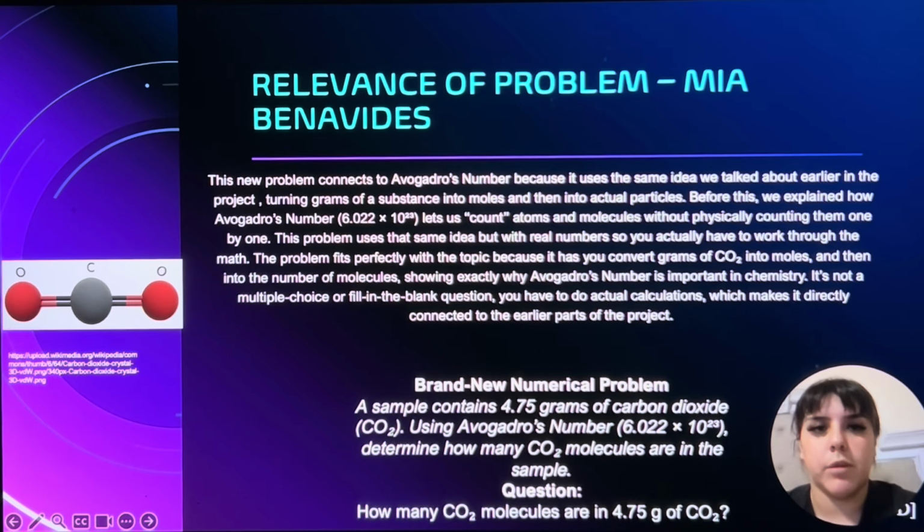Relevance of problem. The problem connects to Avogadro's number because it uses the same process of turning grams into moles and then into actual particles. Avogadro's number lets us count molecules through math, by converting grams of CO2 into moles and then molecules. The problem shows why the number is so important.